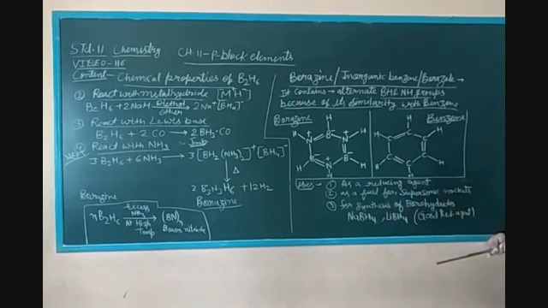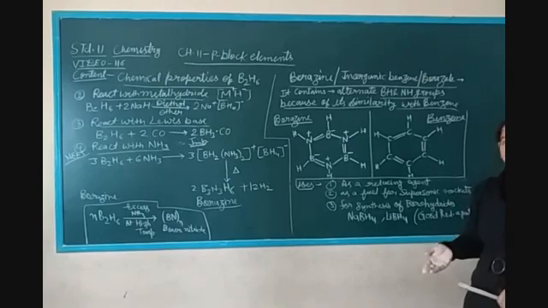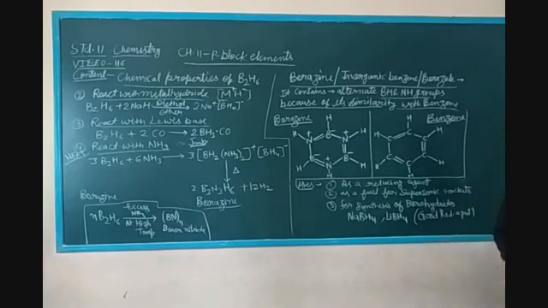Then the uses of diborane. You already know about borazine and diborane. It reacts with reducing agents, sodium borohydride, lithium aluminum hydride, and forms reducing compounds. So diborane is used as a reducing agent.